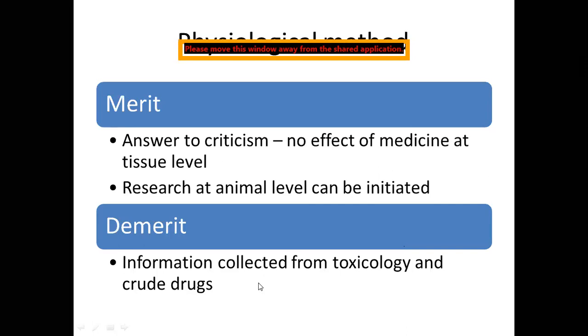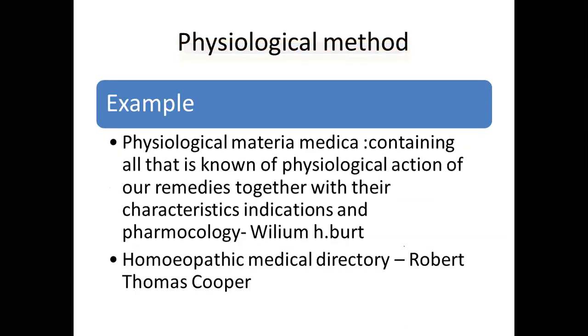So far, we have studied this physiological method, introduced and popularized by Burt, and the method details. I will demonstrate it in the software. And now we'll study the example. What is the example of this method? The main stalwart of this method is William Burt, and he wrote a book in the 19th century. Now remember, in the absence of all the modern gadgets, he came out with a book on physiological materia medica; that speaks about the greatness of our ancestors. And he has written a book which has a very long name.